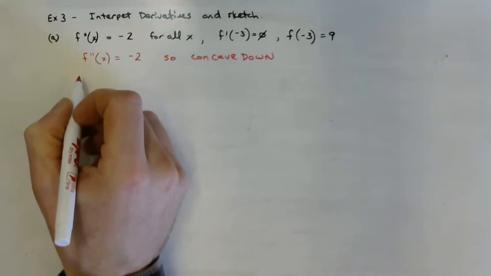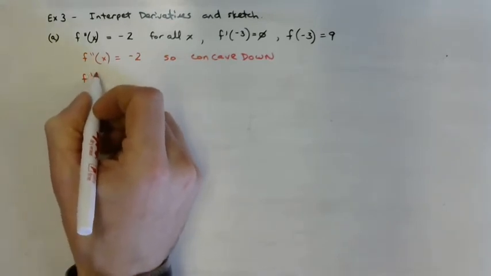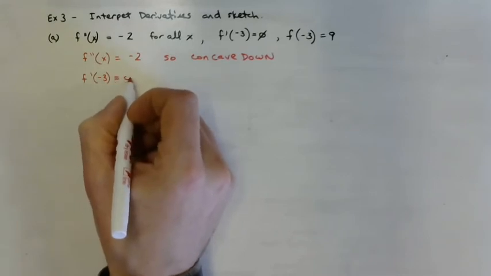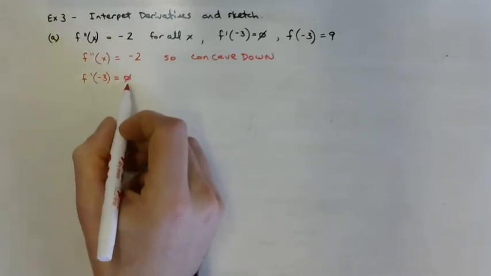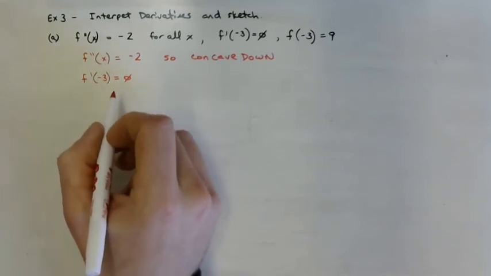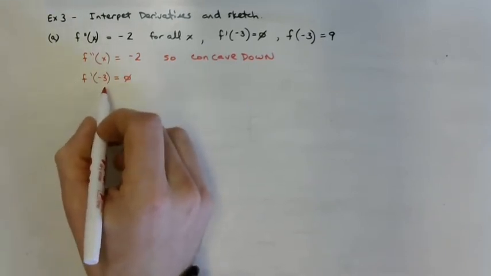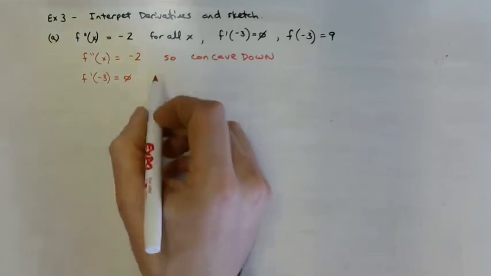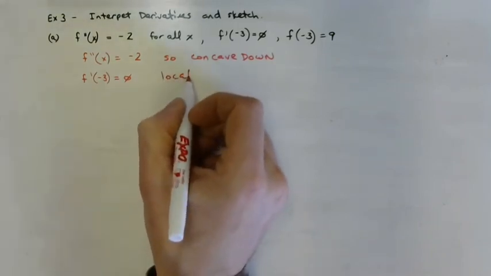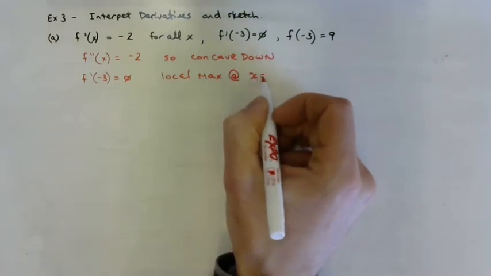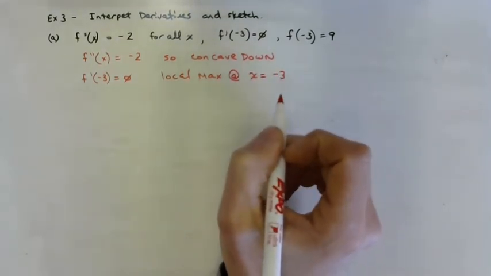What else do we know? We know that the first derivative at x equals -3 is 0. So if there is a 0 and you find the 0 of the first derivative function, that gives us one of our critical values, which means there's a max or a min there. Since it's always concave down, we know that this is where the local max is. So we have a local max at x equals -3.